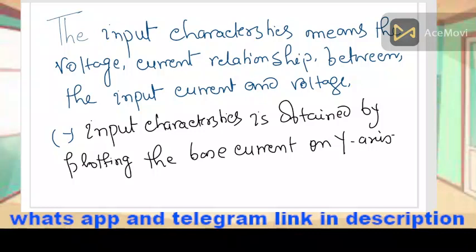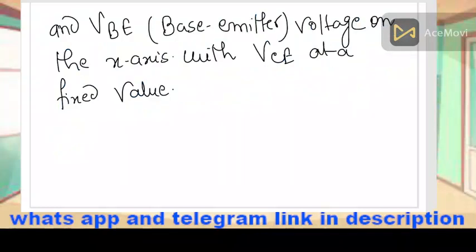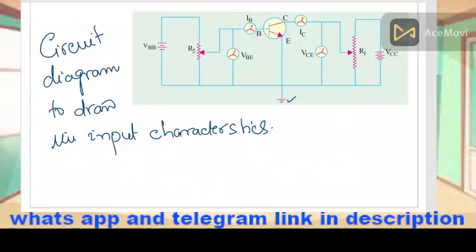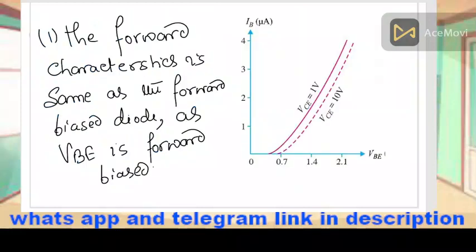Now the input characteristic means that it is showing the voltage current relationship between the input current and voltage. Input characteristic is obtained by plotting the base current on the vertical axis and the base emitter voltage on the x axis. Remember, this base emitter is forward biased, and VCE is at a fixed value; this collector emitter voltage provides the reverse biasing to the collector emitter terminal. Now when you plot the graph, the forward characteristic appears for different values of VCE. You fix VCE at 0, you measure IB and VBE, plot the graph, then you take another value, suppose 2 volts or 4 volts or 10 volts, again you plot the base current and base emitter voltage.